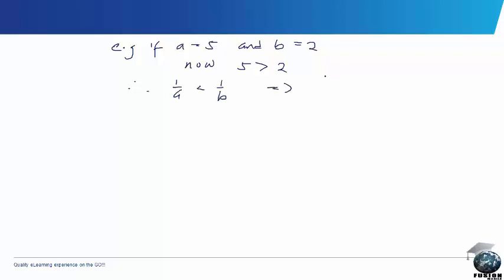For example, if a is equal to 5 and b is equal to 2, logically 5 is greater than 2. But when we take the inverse, that is 1 over a less than 1 over b, it implies that 1 over 5 will now become less than 1 over 2.